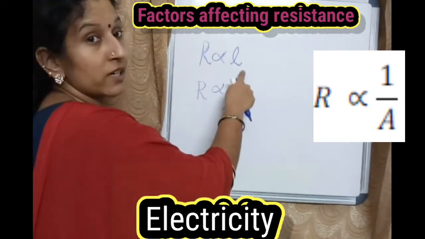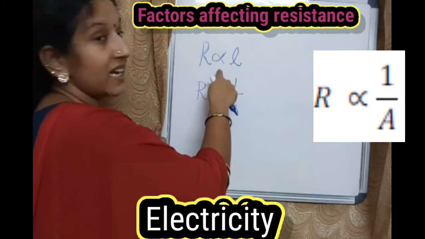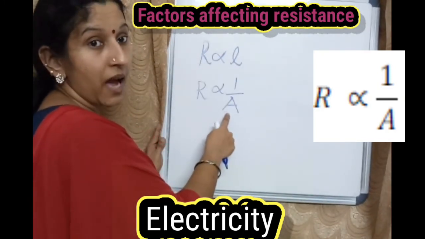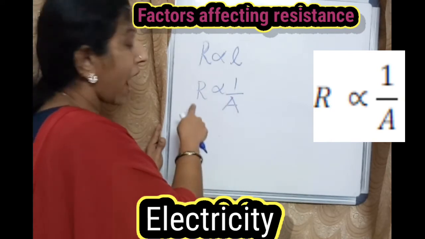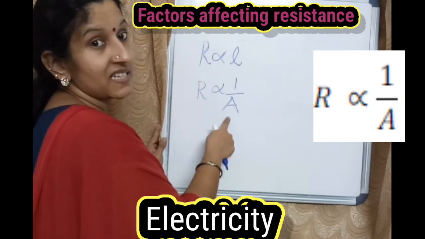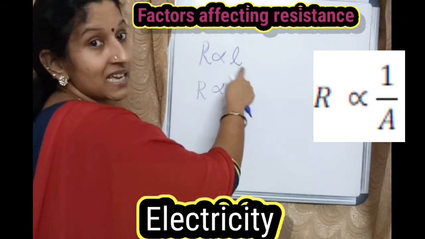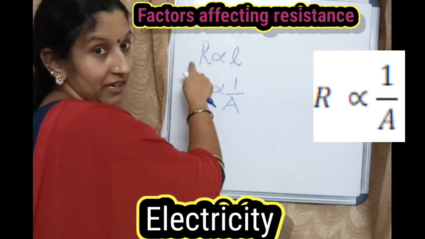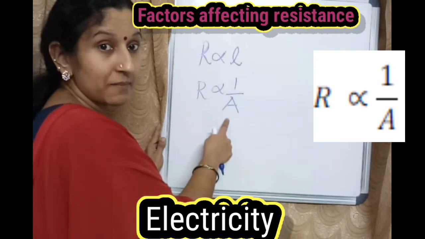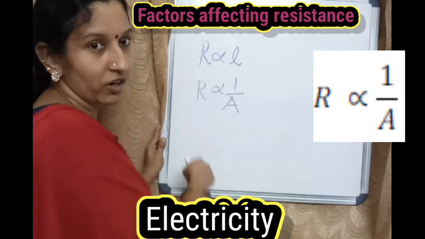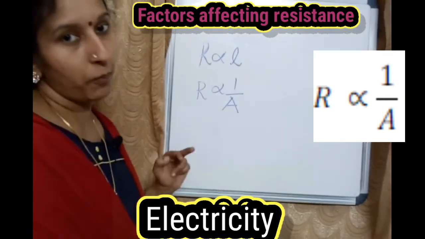And R is proportional to length. Length increases, I decreases, R increases. Area increases, ammeter reading I increases, R decreases. So these two relations are very important.